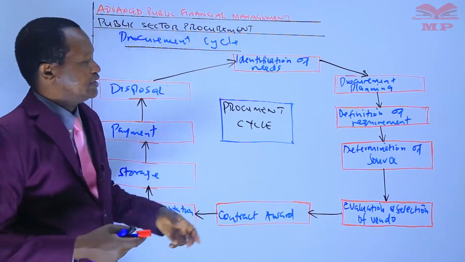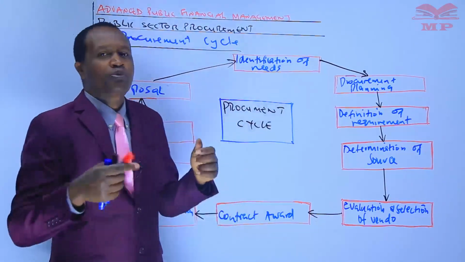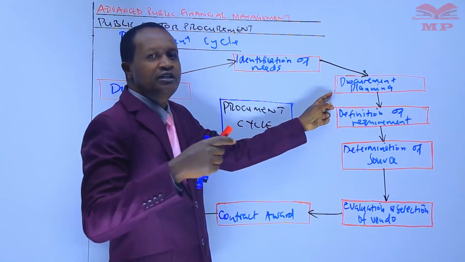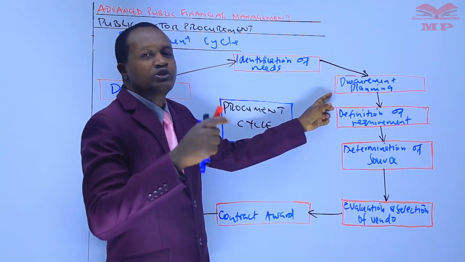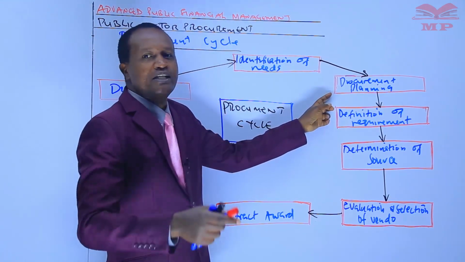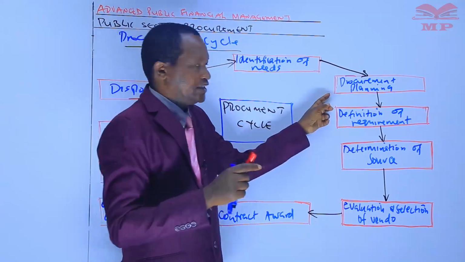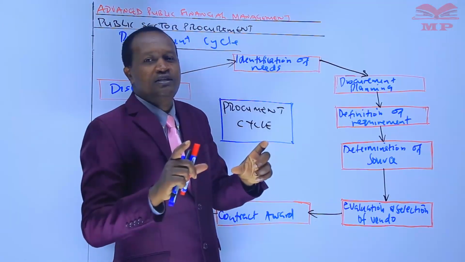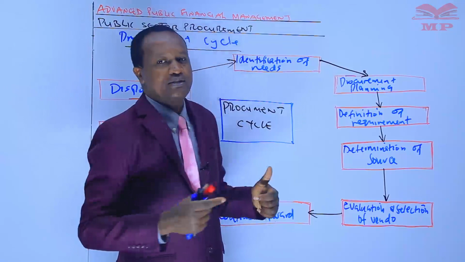Then the next step is procurement planning. Now, procurement planning is a process by which the efforts of users or personnel responsible for various aspects and actions of a purchase or a project are coordinated and integrated in a comprehensive manner through an annual plan.